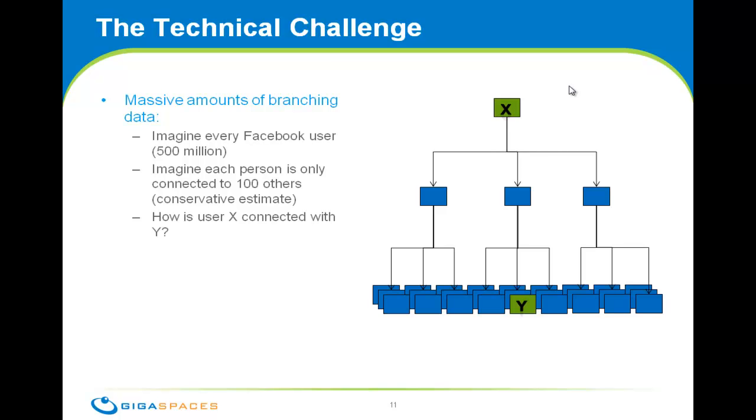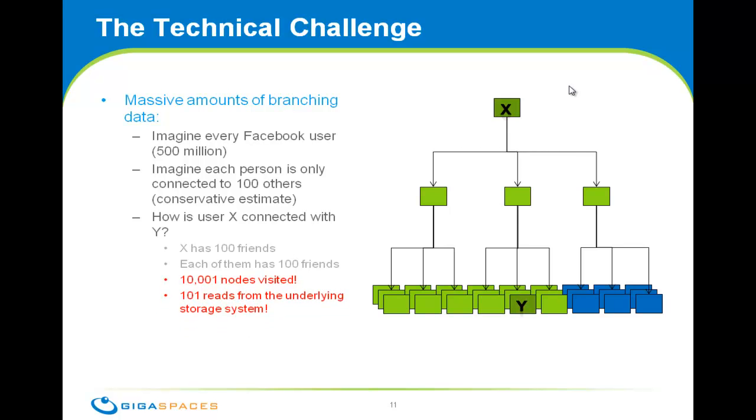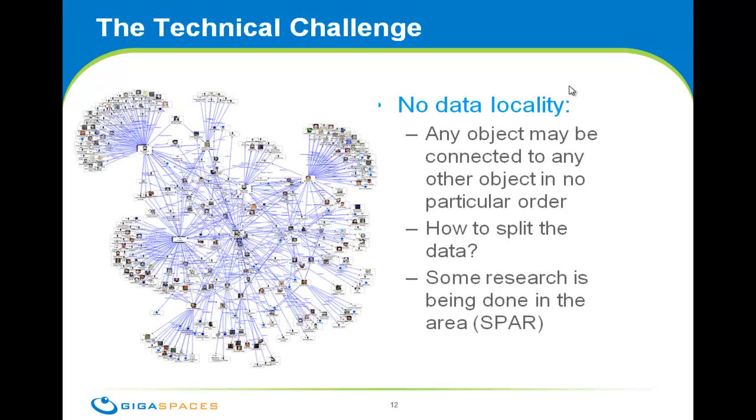If we take a very conservative estimate that each person is only connected to 100 other people, which I think is significantly lower than the real world numbers, then to answer the question, how is user X connected with user Y, we basically have to traverse the graph starting from X. User X has about 100 friends, and each of those people has about 100 other friends. So to get to user Y, we have about 10,000 nodes that we need to visit on the graph, and we need about 100 reads from the underlying storage system just to answer that really simple user query. So there's really massive amounts of data involved.